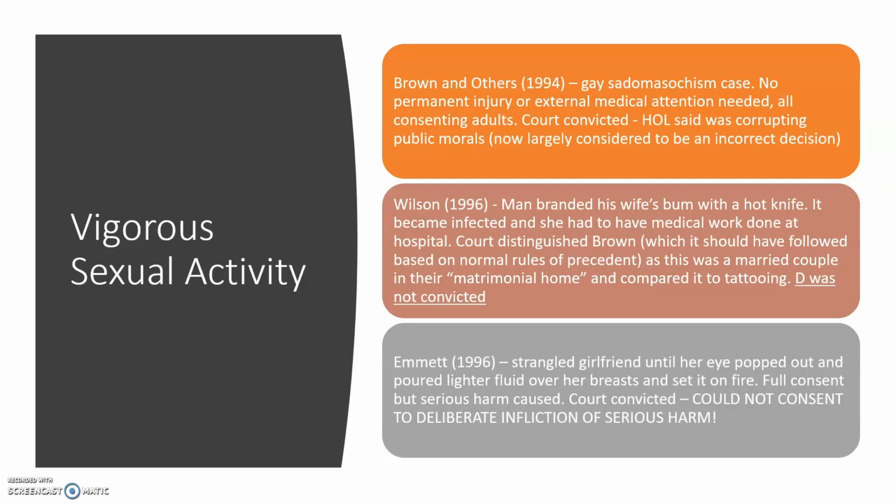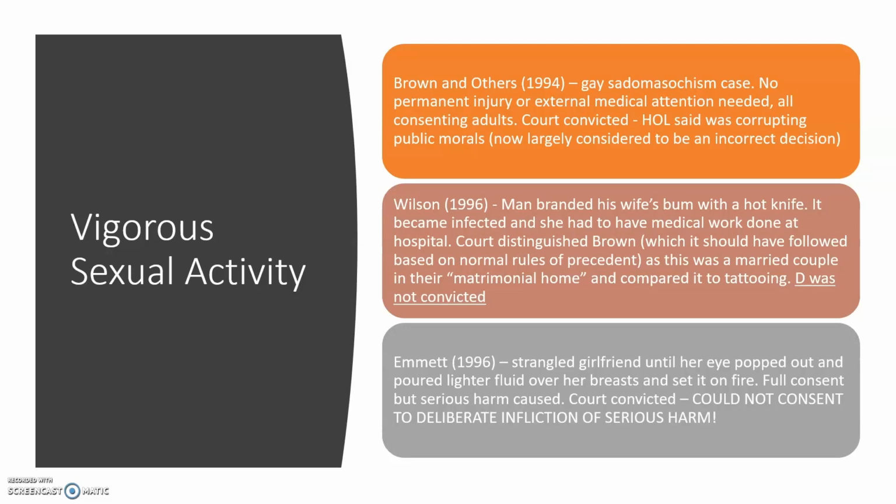Now, this is largely considered to be an incorrect decision nowadays, especially when compared to Wilson. So in Wilson, he branded his wife's bum with a hot knife. It became infected. She had to have medical work done at hospital. And the court actually should have followed Brown because of the rules of precedent, because obviously Brown was a House of Lords case, so they should have followed that because this was a Court of Appeal case. But they actually distinguished the case because they said in Wilson they're a married couple and therefore it's a matrimonial home and it's different because it's very similar to tattooing and it's not as serious, so they weren't actually convicted. And there's a lot of criticism about the comparison between those two cases and some allegations of obviously homophobia and the fact that the gay guys were treated differently, even though actually more serious harm was caused in Wilson.